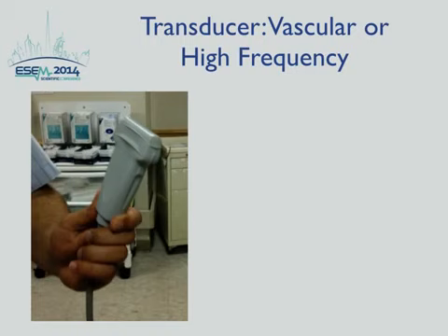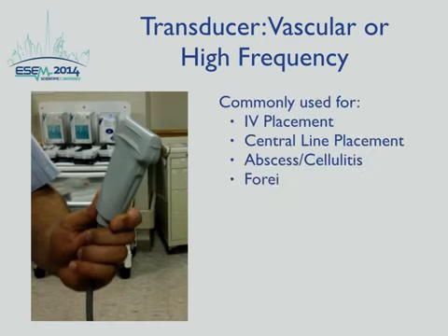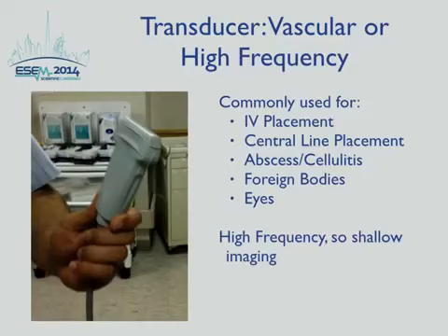A vascular probe, also known as the linear or high-frequency probe, is commonly used for IV placement, central line placement, abscess and cellulitis evaluation, foreign body evaluation, as well as ocular exam. It is a high-frequency probe, and as you can see, the footprint is flat, and therefore it's called the linear probe. Because it's a high-frequency probe, it images shallow structures only, because the penetration is not very deep. The advantage of a high-frequency probe is that it gives us higher resolution.